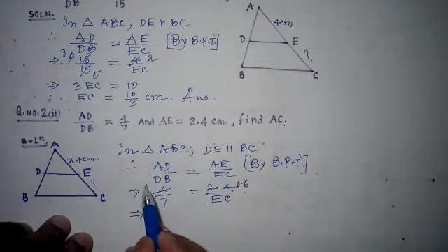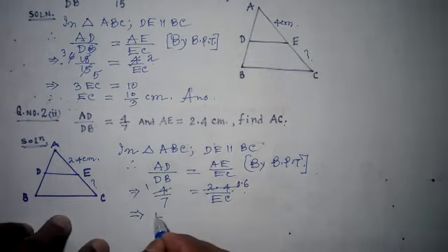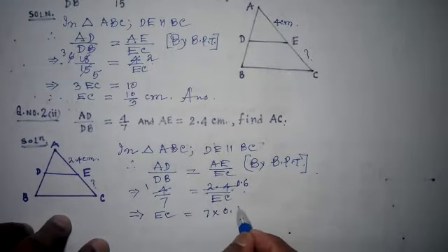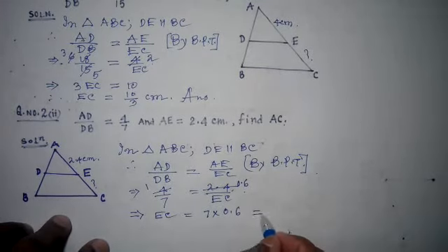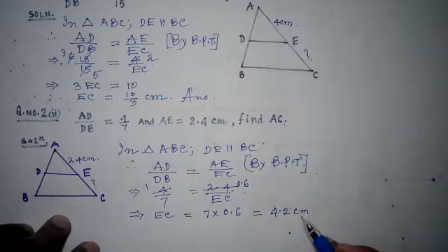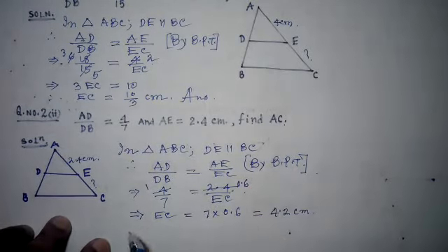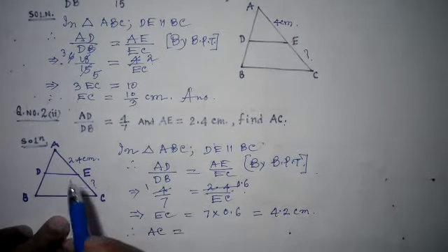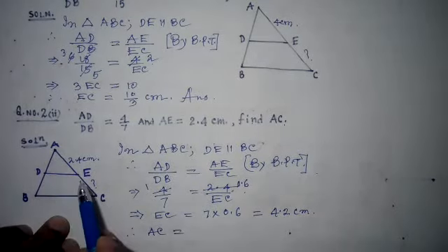And now cross multiply. 1 into EC, it is EC. And then this side multiply 7 into 0.6. If we multiply 6 into 7, 42, and then with one number after the decimal, it is 4.2 centimeter. This is our value of EC. But the question asked to find AC. So next we will write, therefore AC is equal. Look at the picture. AC equal, we can write AE plus EC.